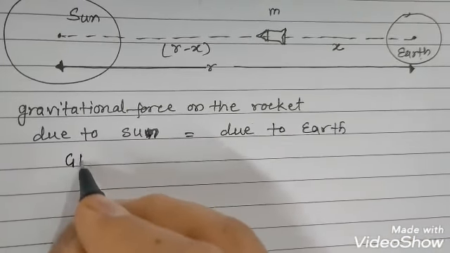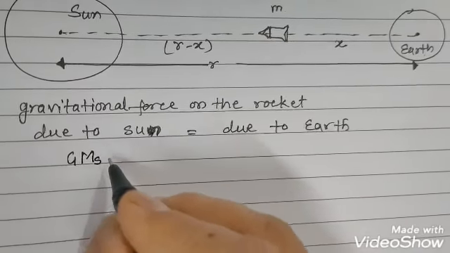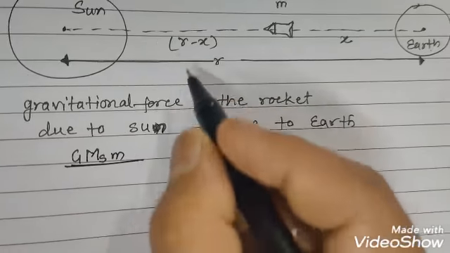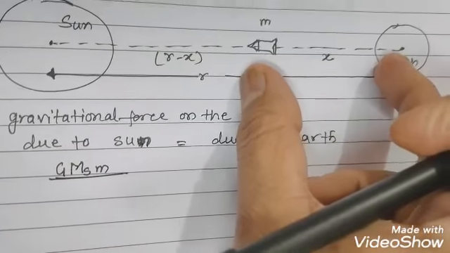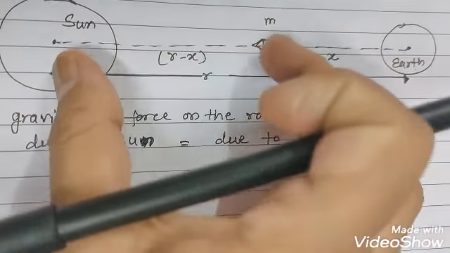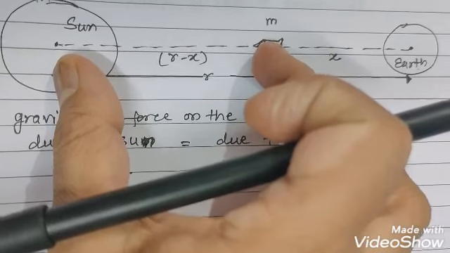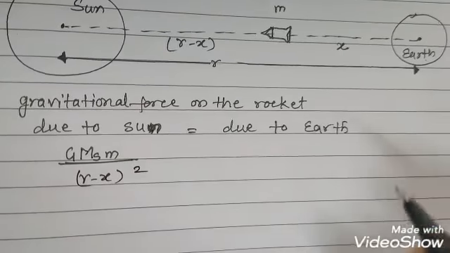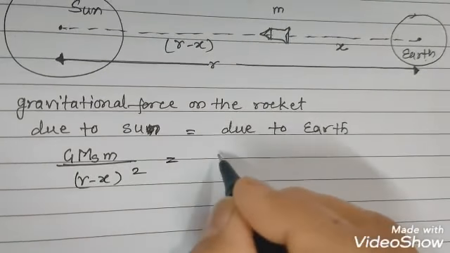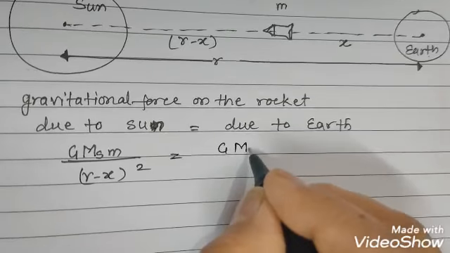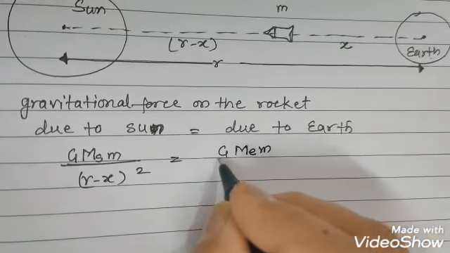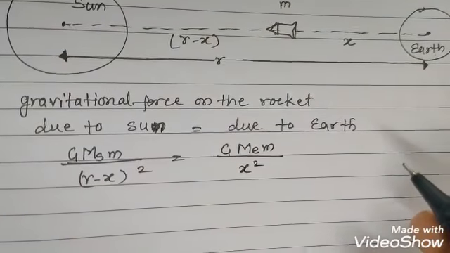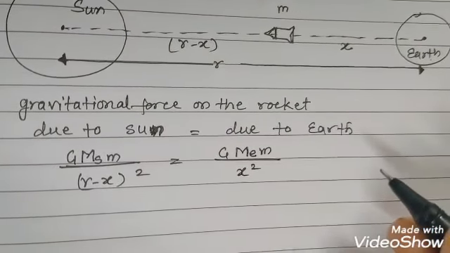That is GM, mass of the sun, mass of the rocket, and the distance between them. The distance between them, this much distance is x, so obviously this distance would be r minus x. So it is (r minus x) square equal to GM, mass of earth, mass of rocket, and the distance between them, that is x square. Here we have to find out x.